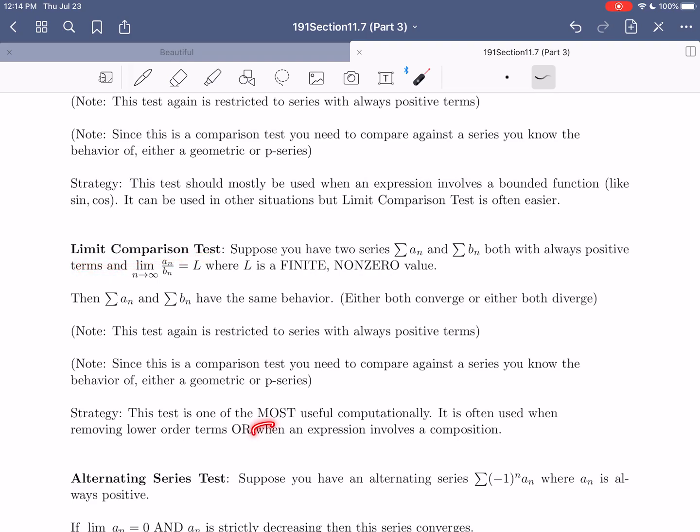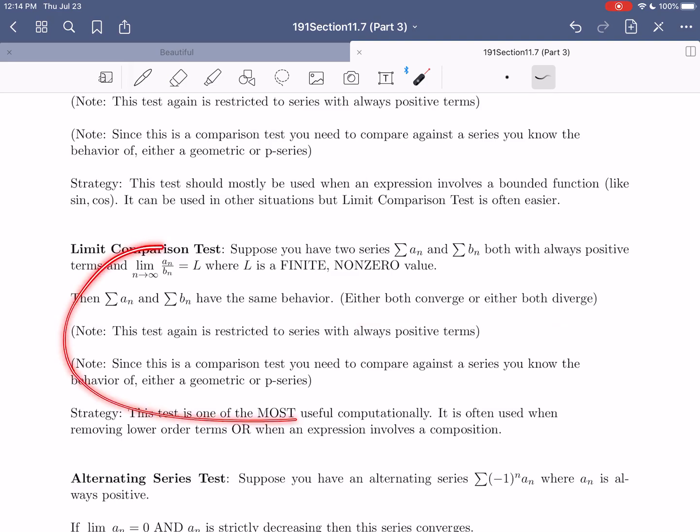It often is also very useful when you have an expression that involves a composition. You see something like sine of 1 over n. We've done examples where it turns out as a series, sine of 1 over n acts just like 1 over n. And we do that through that limit comparison test. So this is a really, really important one computationally because that limit is easy to do. And then this result tells us that they either both converge or they both diverge.